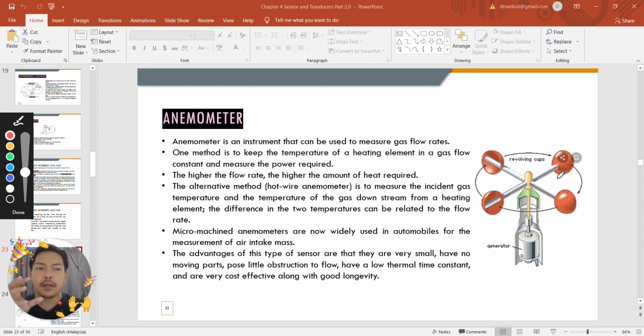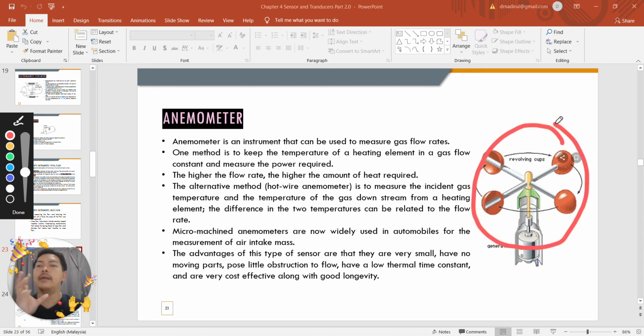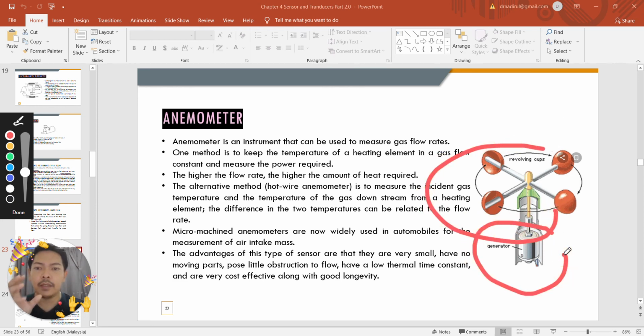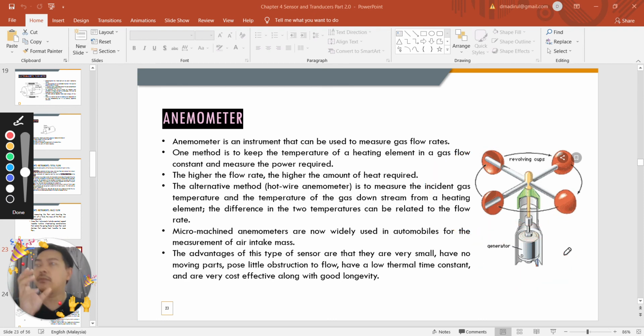So the figure on the right hand side here shows an example of an anemometer. It has a revolving cup and also a generator to measure the gas flow rate.